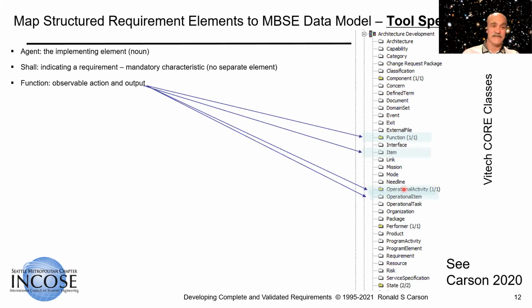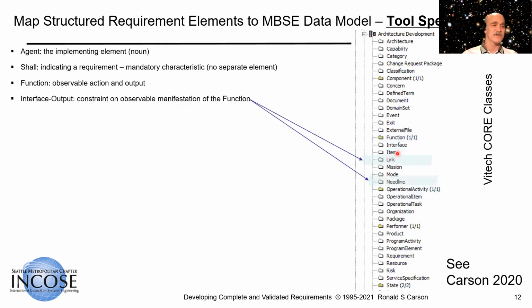The operational activity is like a function, and then there's the output, which is an operational item. In the system perspective, it's a function and its companion output, an item. So items and operational items are things that become inputs and outputs. They're exchanged among system elements and among functions. The interface output is the constraint on the observable manifestation of the function, represented as a link in the system perspective or a need line in the operational perspective.